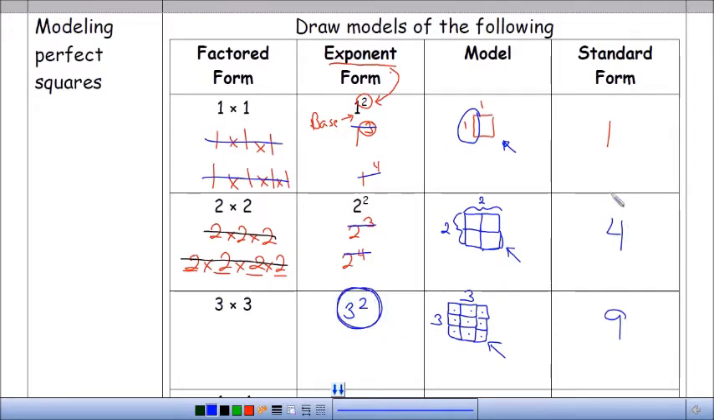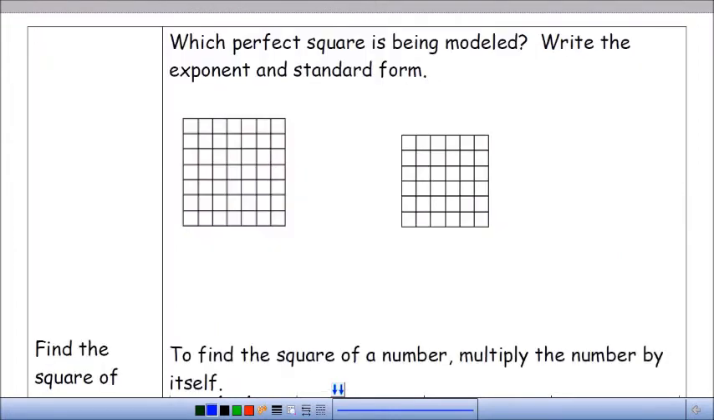This is the exponent form. And the standard form is how many squares total we have. Okay, so let's go back and look at that. So we have 1, 2, 3, 4, 5, 6, 7 squares up here. And we have 1, 2, 3, 4, 5, 6, 7 squares on the side.